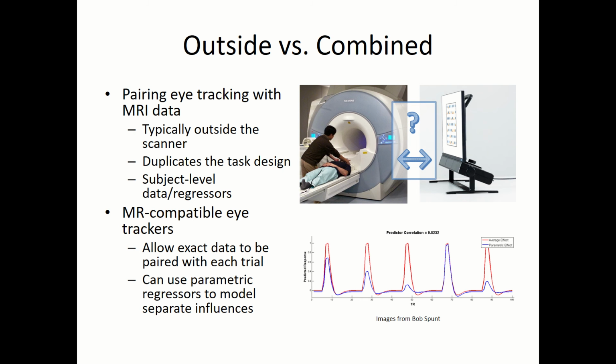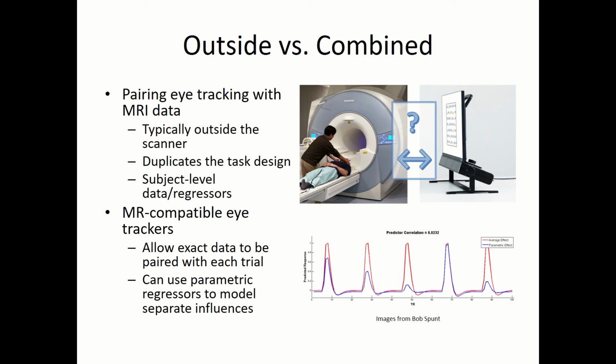The way most people do fMRI eye tracking research, not that it's a huge corpus of work, is you design an MRI task, and then you have them do the task both inside the scanner and then outside the scanner with the eye tracker. So you essentially duplicate the task. That works pretty well, and it's probably the most straightforward way to implement it. The problem is you lose a lot of continuity between what happened in the scanner at a trial by trial level. It's hard to pair the data exactly.